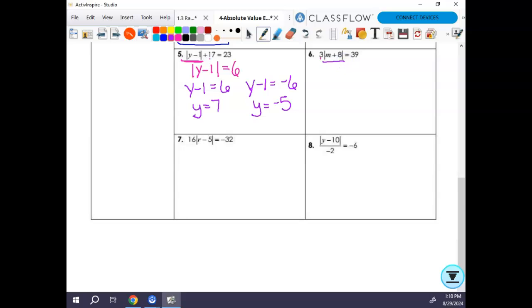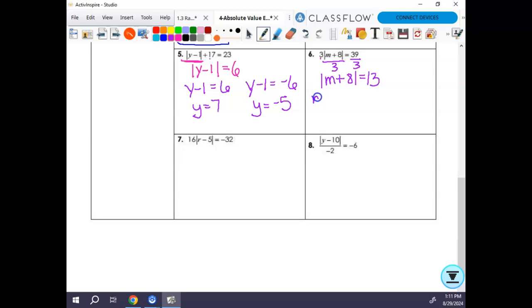Now, to isolate the absolute value in number 6, what do I need to do to legally move that 3? Divide. So I'm going to divide both sides by 3, get the absolute value. Notice I have not dropped the sign yet. And 39 divided by 3 is 13. Okay. So these are really simple equations, I know, but I wanted them to be simple so you weren't lost in the equation so we can understand the absolute value part.